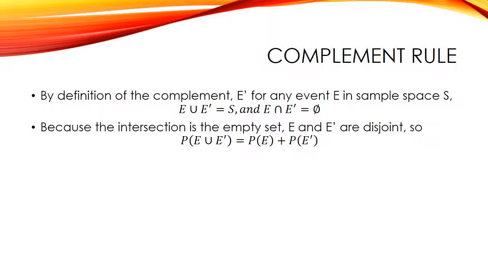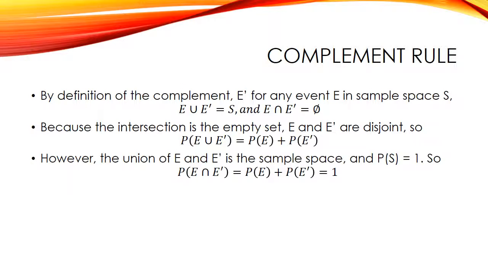Now, because the intersection is the empty set, that makes an event and its complement disjoint. In other words, you can't have them both happen at the same time. So the probability of E or E prime is the probability of E plus the probability of E prime. However, the union of the two, we already said, is the sample space, and the probability of the sample space is 1. In other words, the probability of something happening that's in the sample space is always 1. One of those things has to happen. So the probability of E or E prime equals 1.